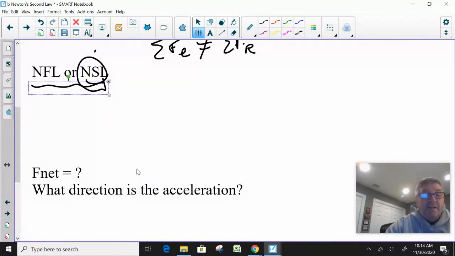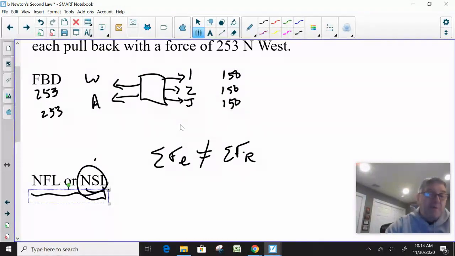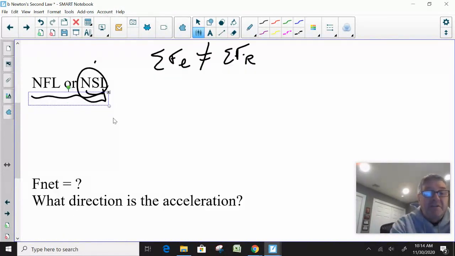Now, I can go out and get the net force. And to do this, I have to compare. Remember, it says the sum of the forces. We have to sum up all the forces pulling to the right, and sum up all the forces pulling to the left, and see who wins. So what is the net force? Well, F net has to equal all the forces that are going to win.